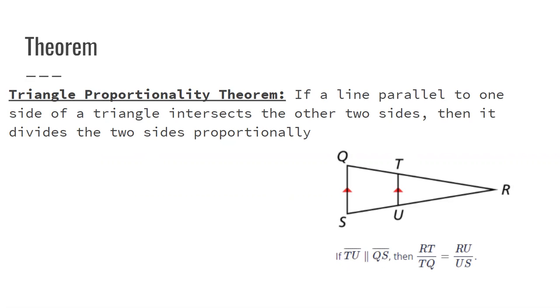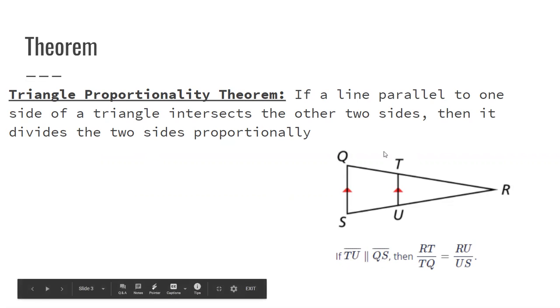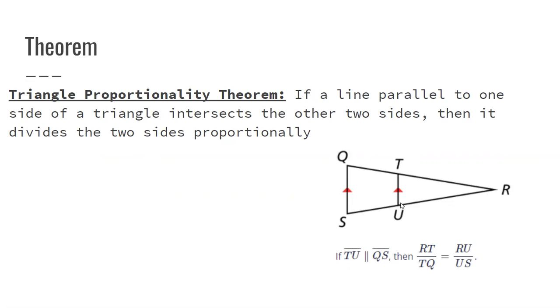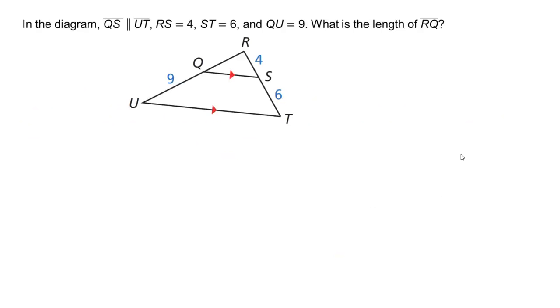So in this diagram, you have a triangle with two parallel lines. You have line QS and TU are parallel. It actually sets up a proportion comparing RT and TQ are proportionally equal to RU and US. So those ratios of the two sides that are connected but cut by this line TU are going to be the same ratio or equal in a proportion. So let's look at this in an example.